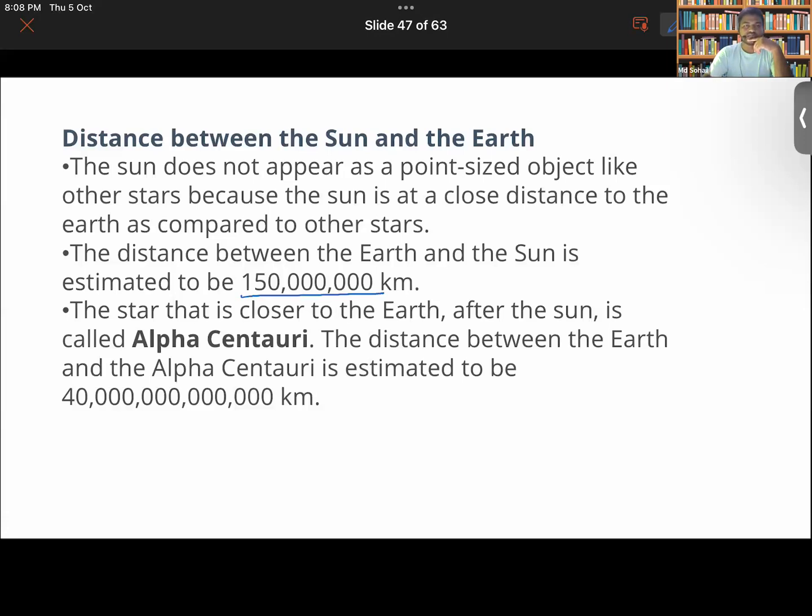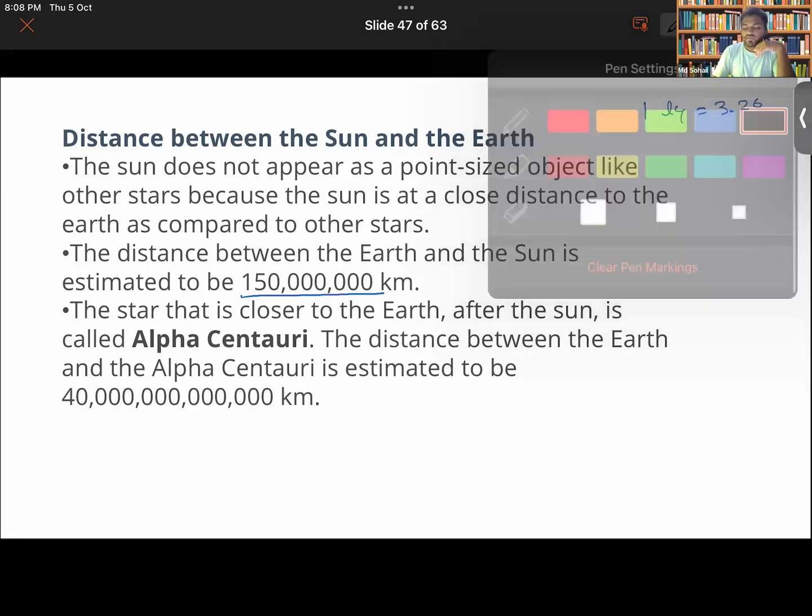I guess it's 150 million kilometers. Yes, in that manner also it can be said. The star that is closer, we can calculate how many light years away it is. We can count it in terms of that also. Now, we know that 1 light year is equal to 9.46 multiplied by 10 raised to the power 12 kilometers.